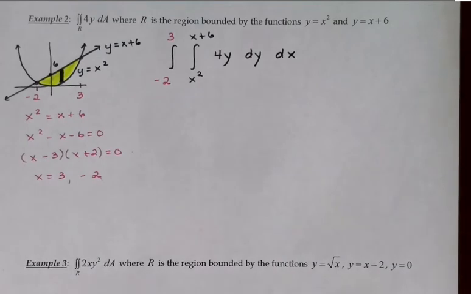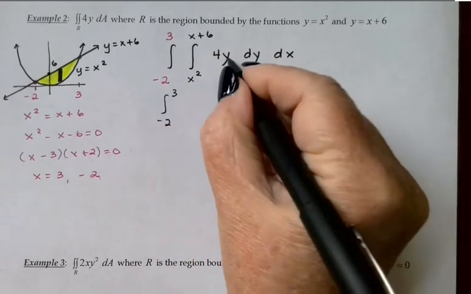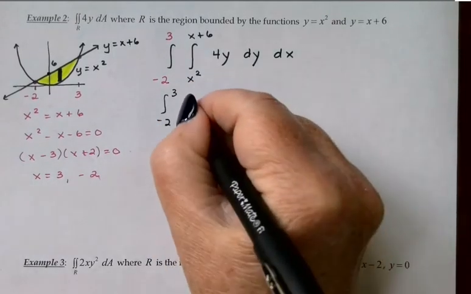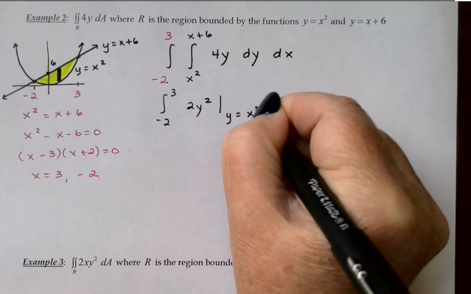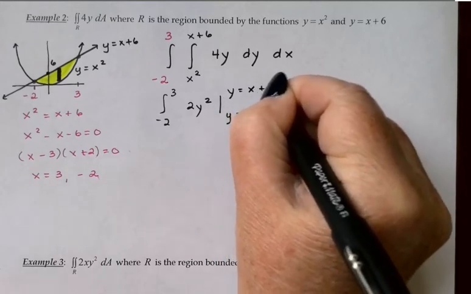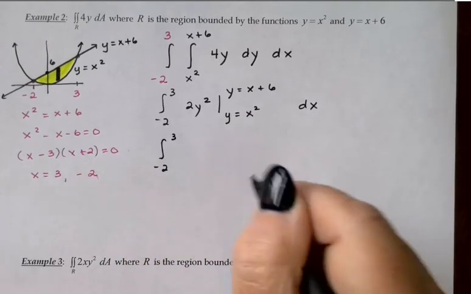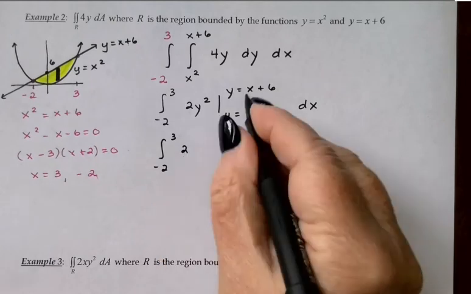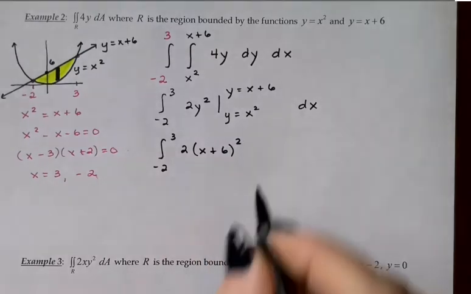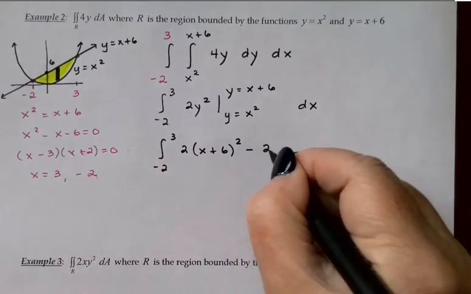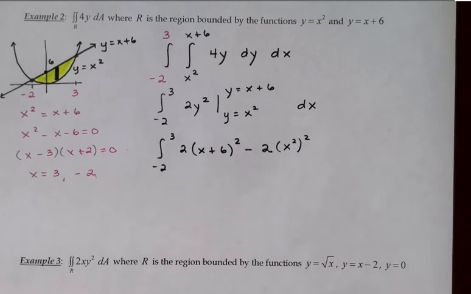All right, we're all set up. So let's go ahead and do our integration. The integral of 4y with respect to y would be 2y squared. And that goes from y equals x squared to y equals x plus 6. Using the fundamental theorem of calculus, I plug in my upper limit of integration first. So 2 times (x plus 6) squared. Subtract 2 times, it's really x squared squared.